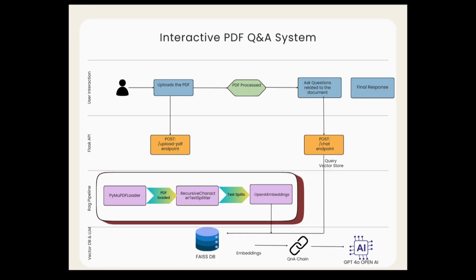So when a question comes in to the pipeline, we embed the query, search the FAISS, retrieve the best chunks, and send them with the question to GPT-4o. So this is the retrieval flow. Don't worry, we'll dive into the actual code in just a moment.